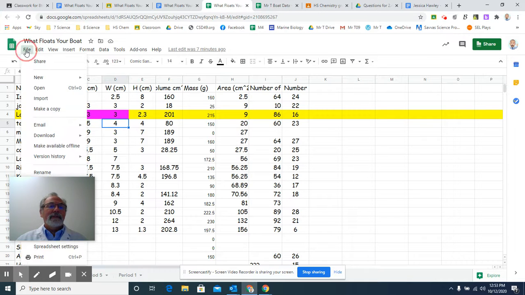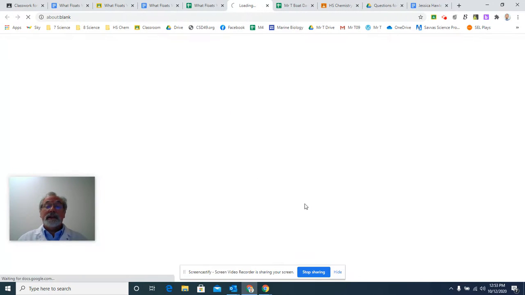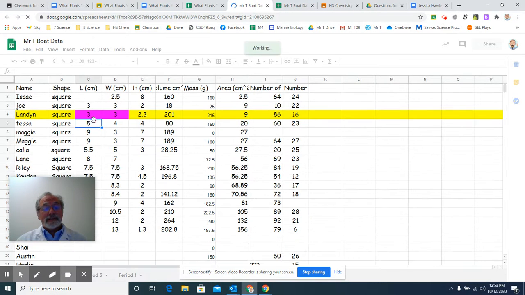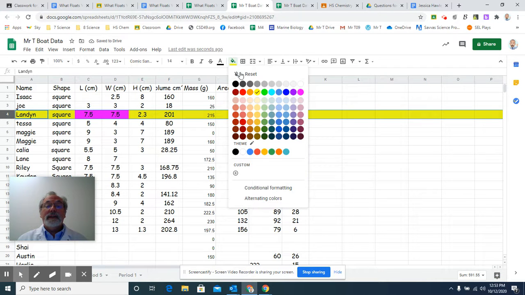Now, I'm going to make it file, make a copy, and it's going to be called Mr. T boat data. Yours will say your name, boat data, and then you're just going to click and make a copy of that. Now, in this one, I'm going to convert these into metric, which that's 7.5. Control Z, wrong one. So 7.5, tab 7.5. Now I'm going to clear all that color out and reset it.